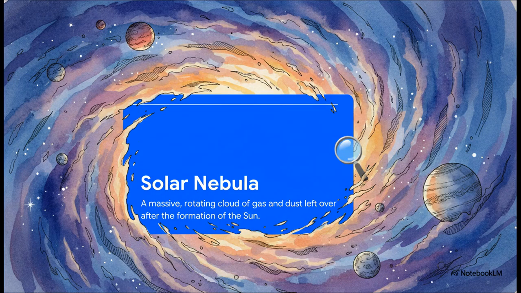So this was the starting point. Everything you see in our solar system, Earth, Mars, Jupiter, all of it, started as this single, massive spinning cloud of gas and dust. It's called the solar nebula. It's kind of like the giant cosmic quarry where all the raw materials came from.